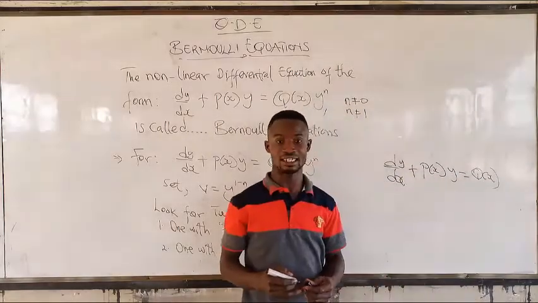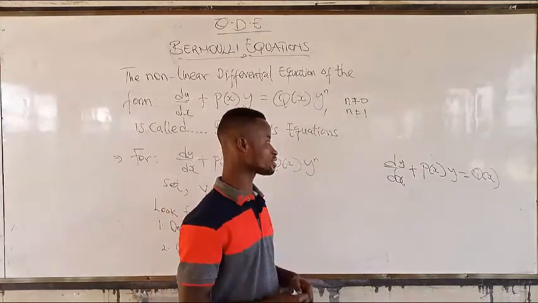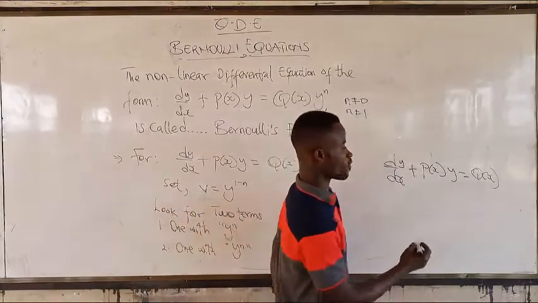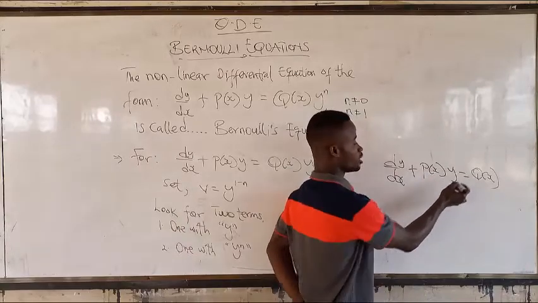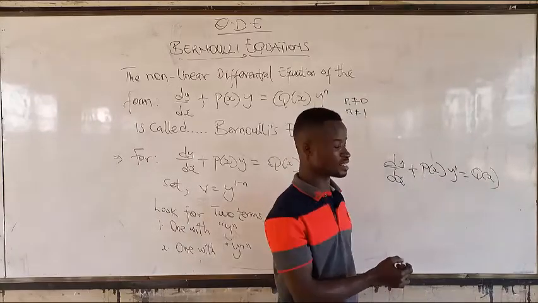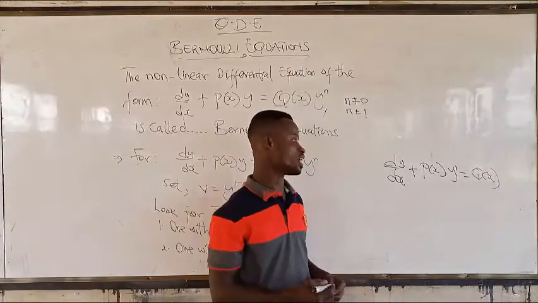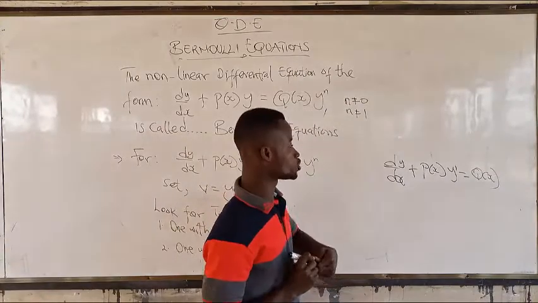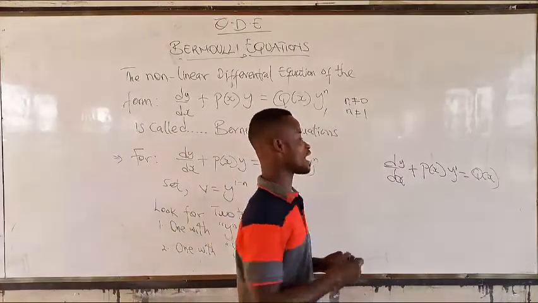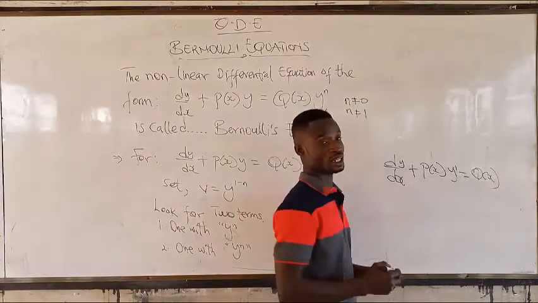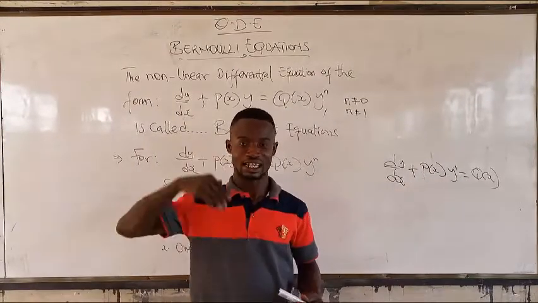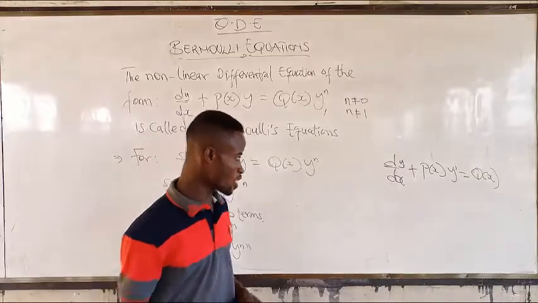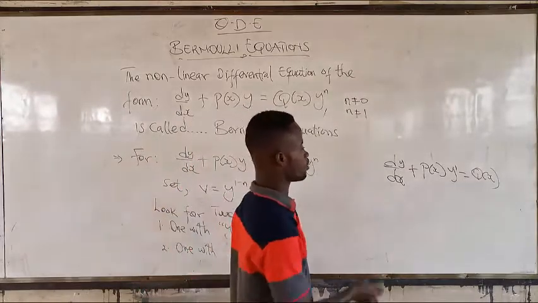Now, this was the linear equation, alright? You see that here, the power of y is 1. That's why we are saying that this is the first order linear differential equation. So, we are going to a case whereby the power is not 1, but rather more than 1. So, that is what we are going to look at right now.